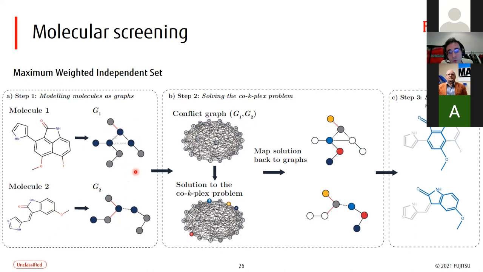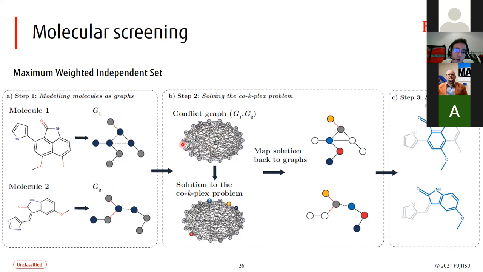Some information about these molecules, and each of the nodes of the conflict graph, what represents is the union of one node to another one in the second molecule. Okay, we will see the details in the next slide.